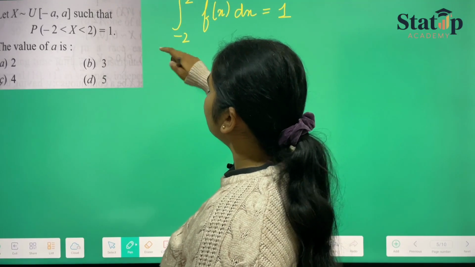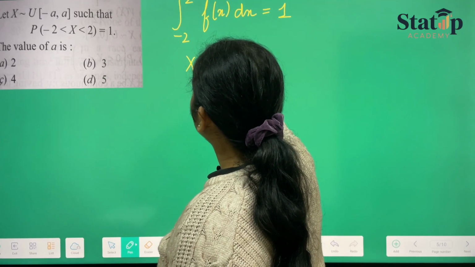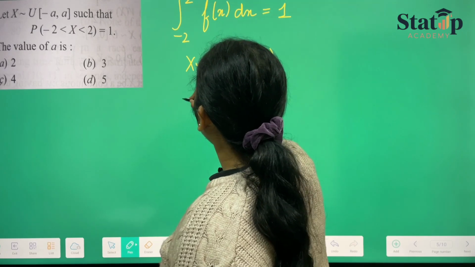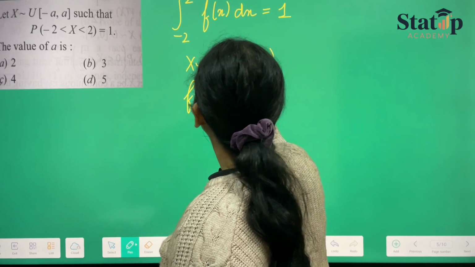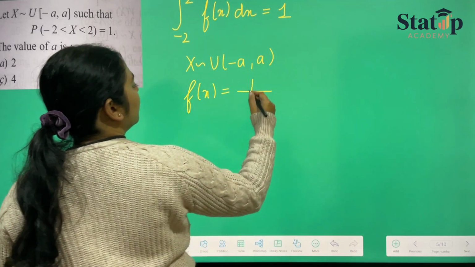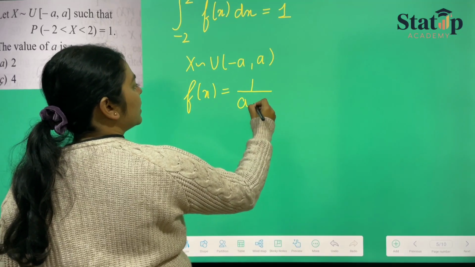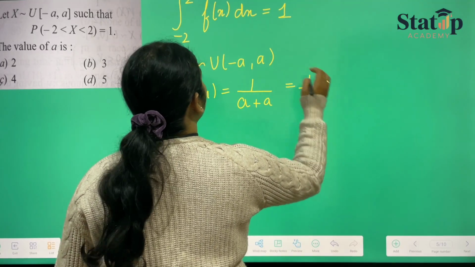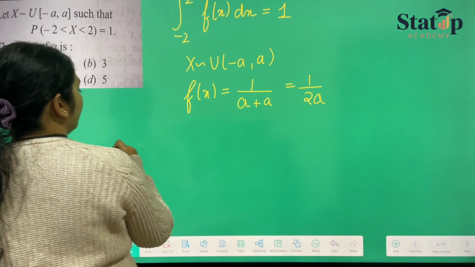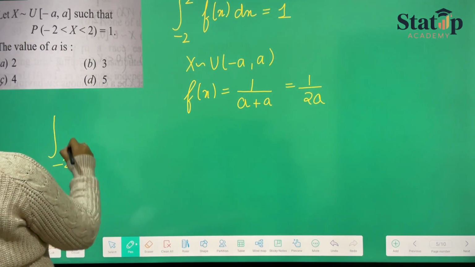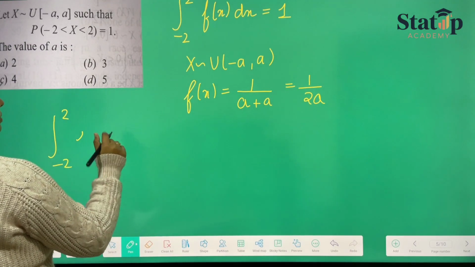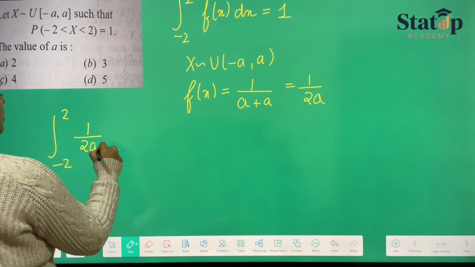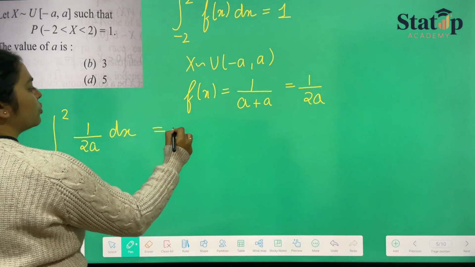But if x follows uniform distribution from minus a to a, then f(x) should be equal to 1 upon b minus a. B here is a, minus minus a is plus a, which equals 1 upon 2a. So if we put the value here, integral from -2 to 2 of f(x), in place of f(x) I am putting 1 upon 2a dx is equal to 1.